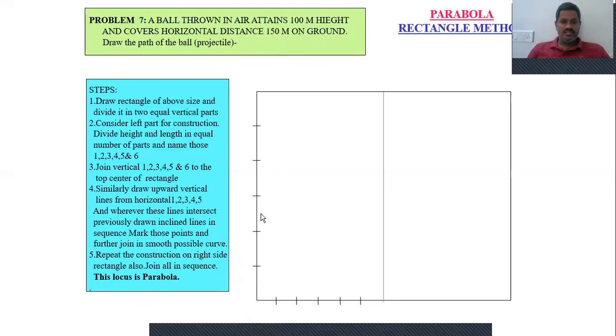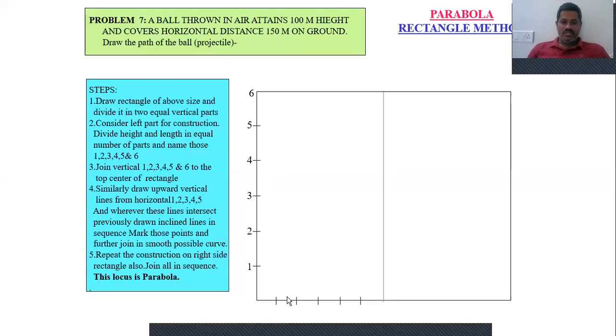Suppose if we divide the height into 8 equal divisions, then we have to divide half the length of the rectangle also into 8 equal divisions. So name all those points 1, 2, 3, 4, 5 and 6. In this case it need not be 6. If we want to increase the accuracy of the curve, or get a smooth curve, we need to increase the number of points. When we increase the number of points, the curve we get is smoother, and we can draw the curve very easily.